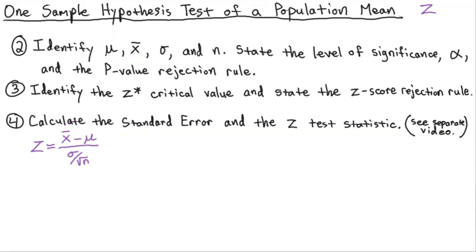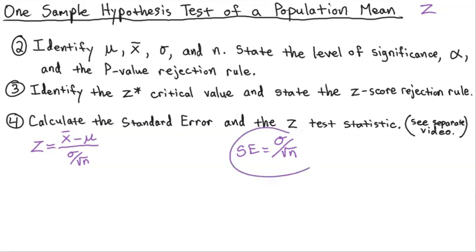We have the mu, the x bar, the sigma, and the n. So this is not going to be a problem. But let's go ahead and see how we calculate the standard error. The standard error is easy. That's this right here. So the standard error is just sigma divided by the square root of n. And this is going to be useful in step 6. So that's why we want to calculate the standard error.